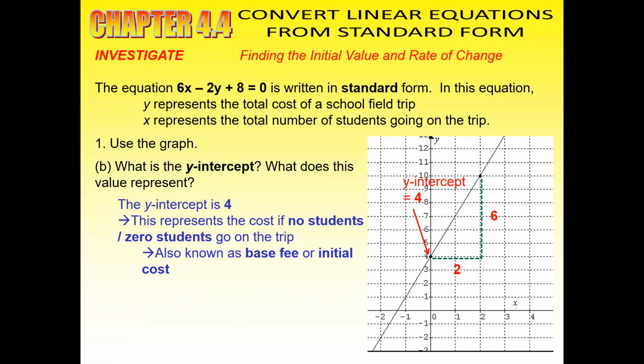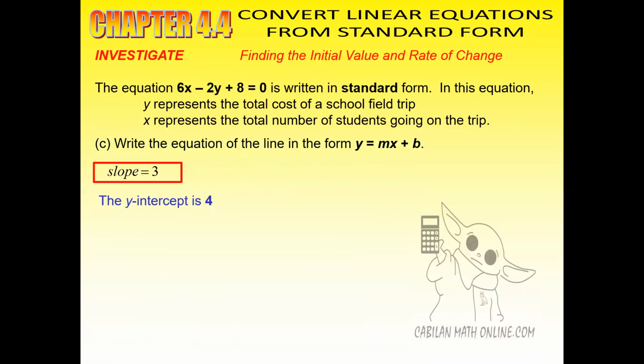Okay, so next part. It says here, write the equation of the line in the form y equals mx plus b. So starting off by writing y equals mx plus b here. Now remember that slope is always going to be the letter m. So that slope of 3 is going to replace the m. And the y-intercept there is going to be 4, which is the b.